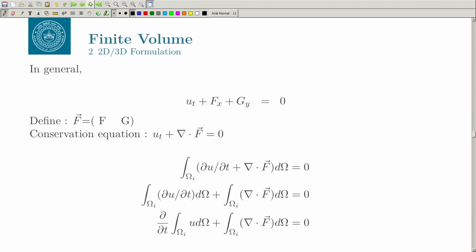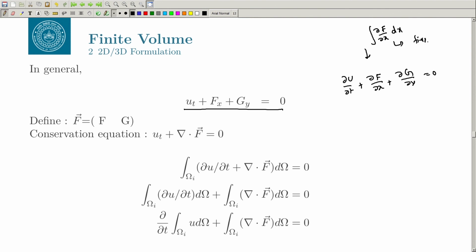If you go to 2D, there is a slight trick that we have to use, because you have more directions here. We have del u by del t plus del f by del x plus del g by del y equal to 0. Let us see in 2D. So, in 1D what we had done, we had just taken this and integrated it over the volume. So, this gave us this f_{i+1/2} and f_{i-1/2}, okay.